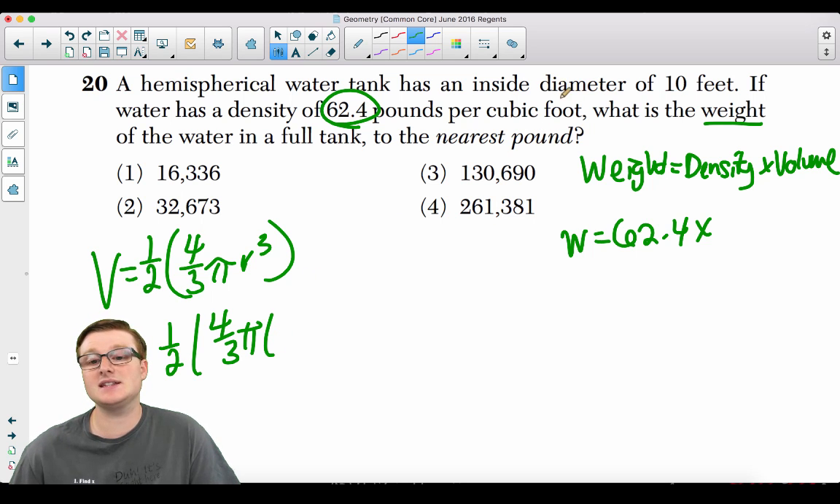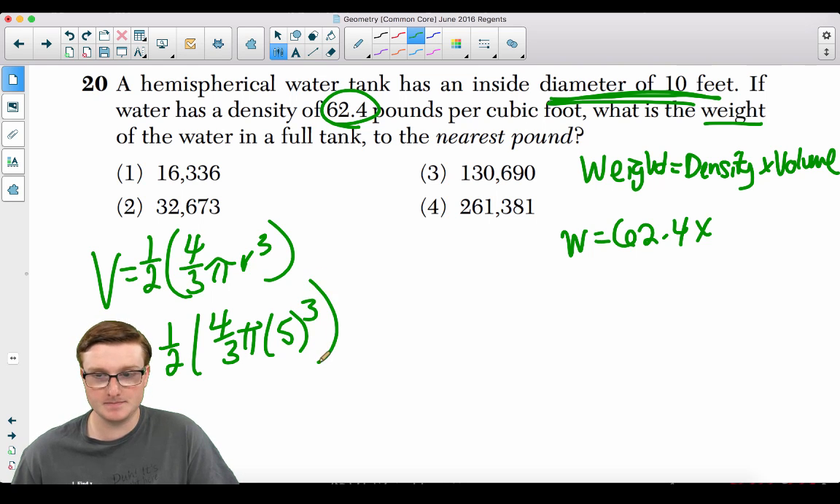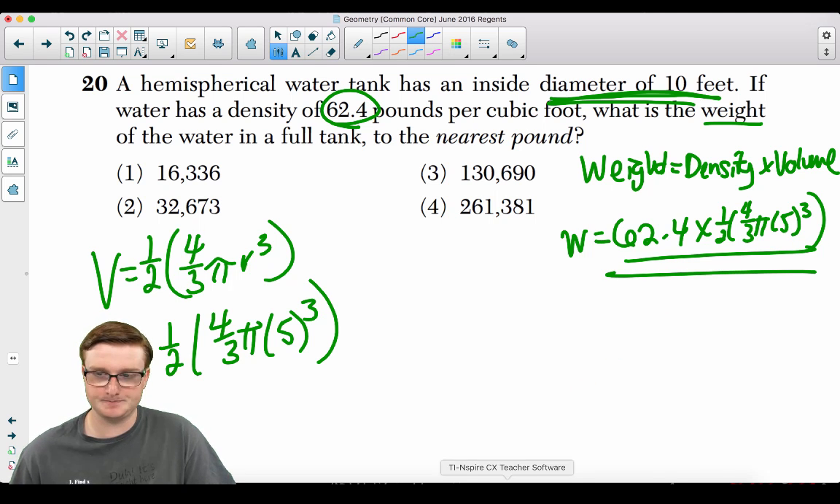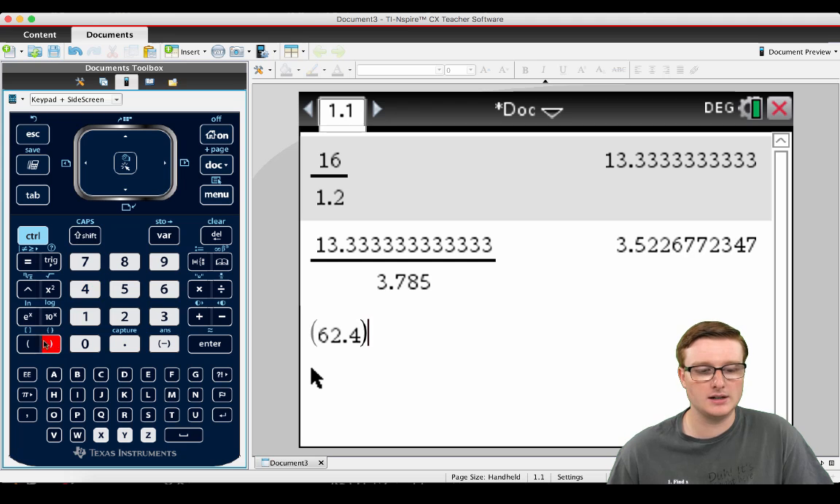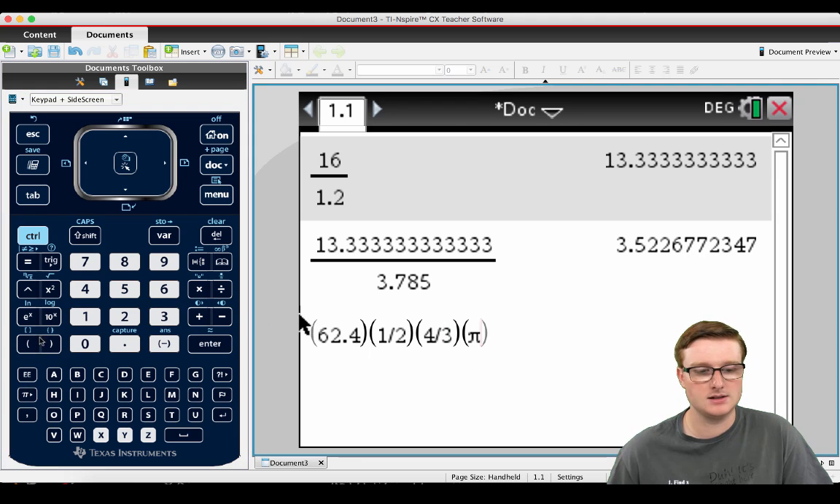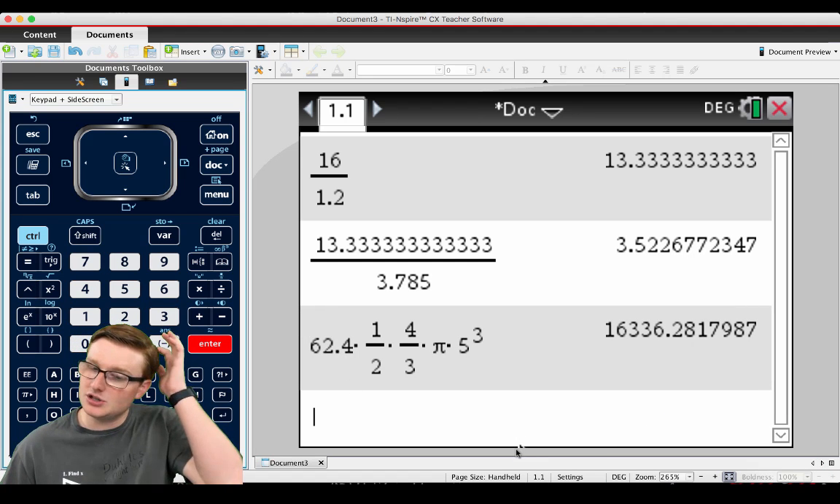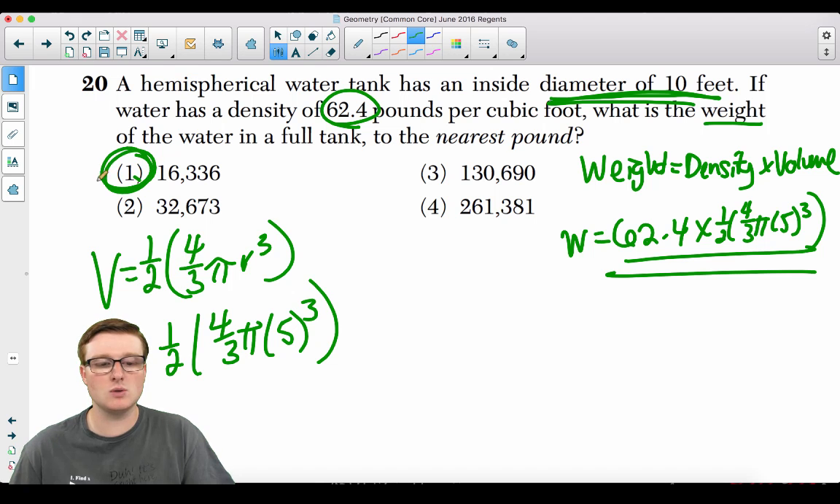Now the radius, well, it tells us that the diameter is 10 feet. So therefore your radius is 5, and then cube it. I'm going to plug it into my formula: 1/2 of 4/3 pi times the radius of 5 cubed. I'm going to type this into my calculator. 62.4 times 1/2 times 4/3 times pi times 5 cubed, and you get 16,336.28, which is approximately equal to 16,336. So that is going to be choice 1.